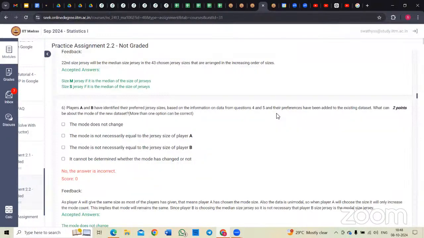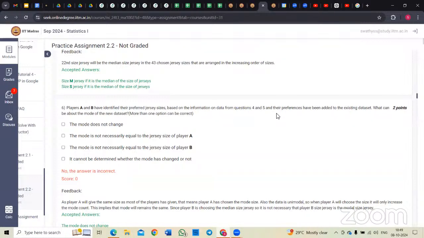Okay. What can be said about the mode of the new data set? The first option is the mode does not change. Of course, the mode will never change, right? If we are adding to the existing data, if player A is choosing the mode, right? So if we are adding any data, then the mode will be the same, right? It will not change for that value, correct? We are just talking about mode.